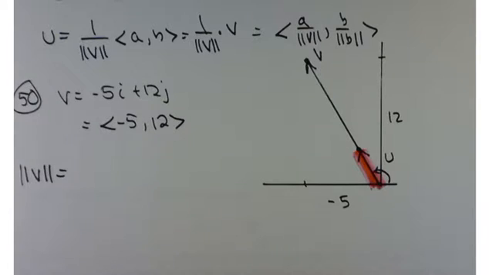Start by calculating the length of v. How long is that vector? So I'll give you a second to work on that. I'll give you a hint. It should work out pretty nice and even.